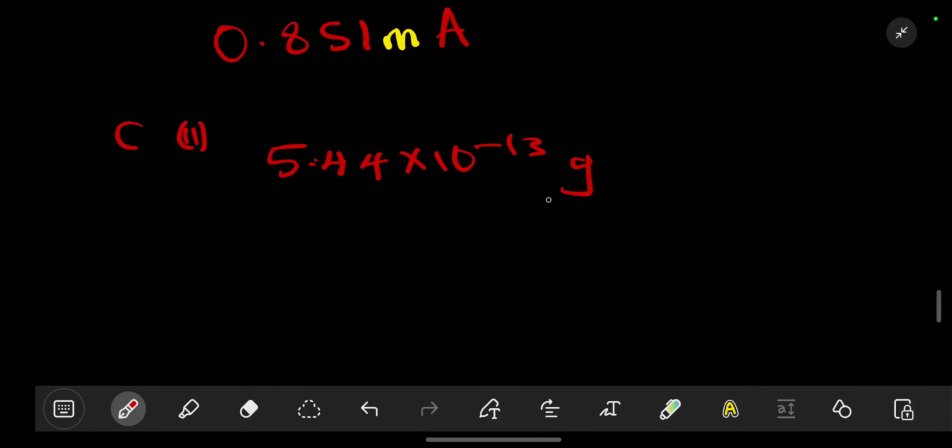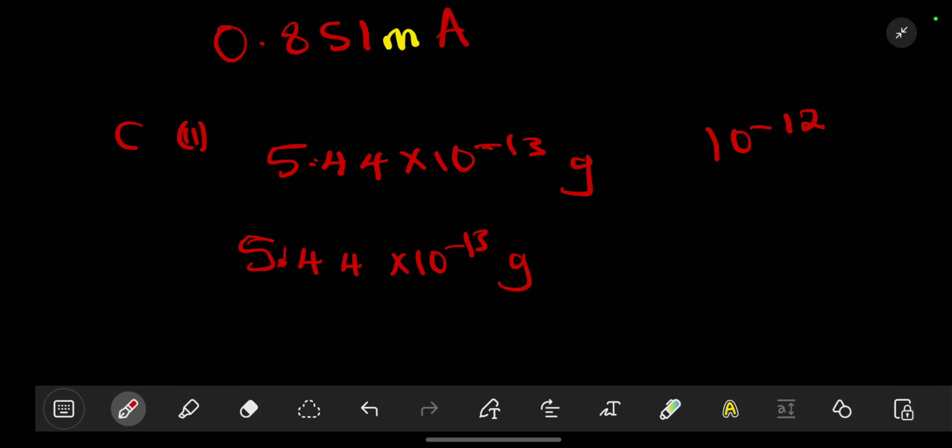Then what we are going to do is that we know that a prefix closest to negative 13 is 10 to the power of negative 12. Now this is negative 13, so the only way we can move to the other side is if we multiply the number by 10 to the power 1. So this is what I mean. So we have 5.44 times 10 to the power negative 13 grams.